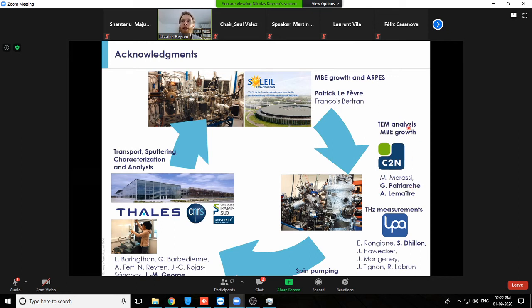for the TEM analysis. Then I will show at the very end some terahertz measurements that were obtained at the Laboratoire Pierre-Hegrain in the group of Professor Dion. And then in the beginning, I will also show some spin pumping experiments that were obtained in the group of Florent Villa and Mathieu Jamet at SpinTech in Grenoble.